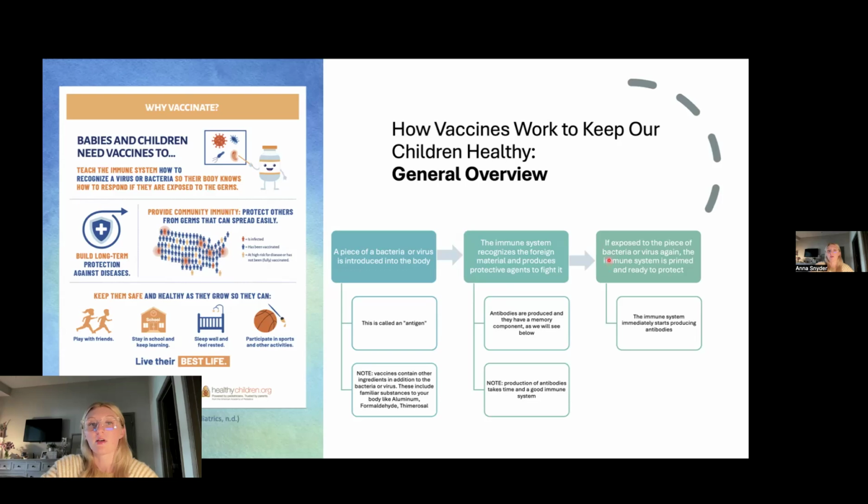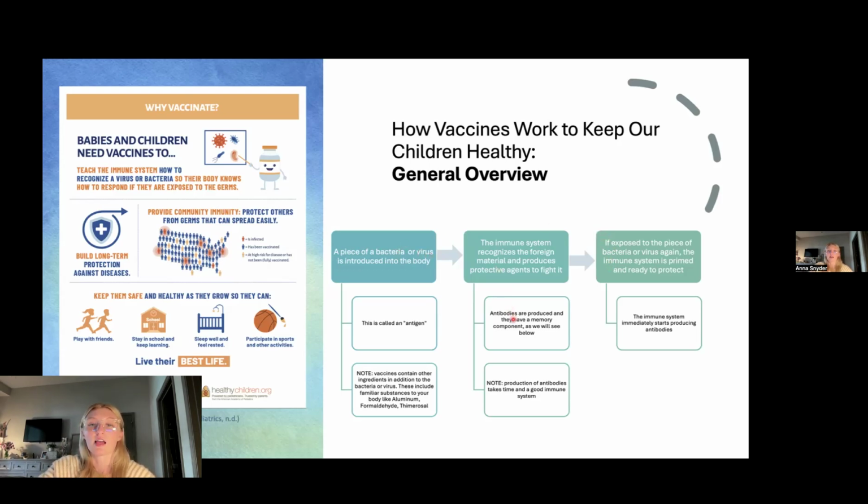So the last step in this process. Remember, we've introduced a bacteria or virus into the body. That's the shot of the vaccine. The immune system says, hey, I don't recognize that stuff. And the immune system will produce antibodies against it. And the last concept of the vaccine is that if the individual is ever exposed to the bacteria or virus again, the immune system is already primed and ready to protect that person against the bacteria or virus.